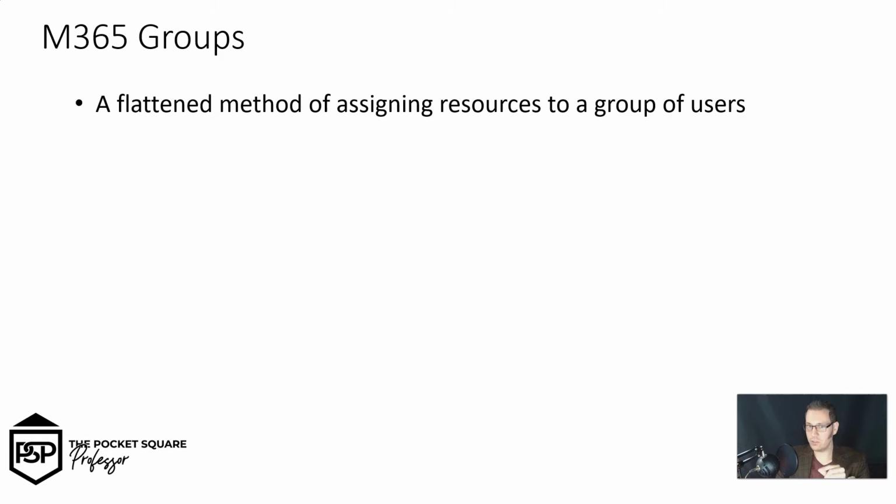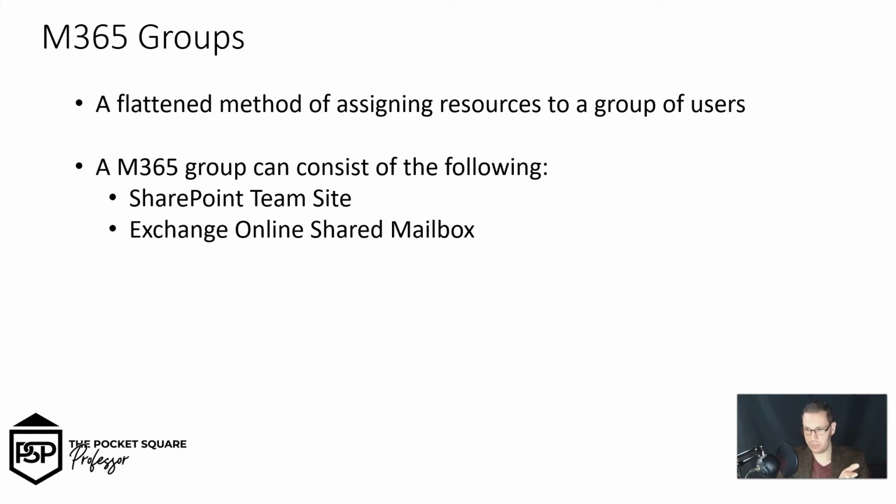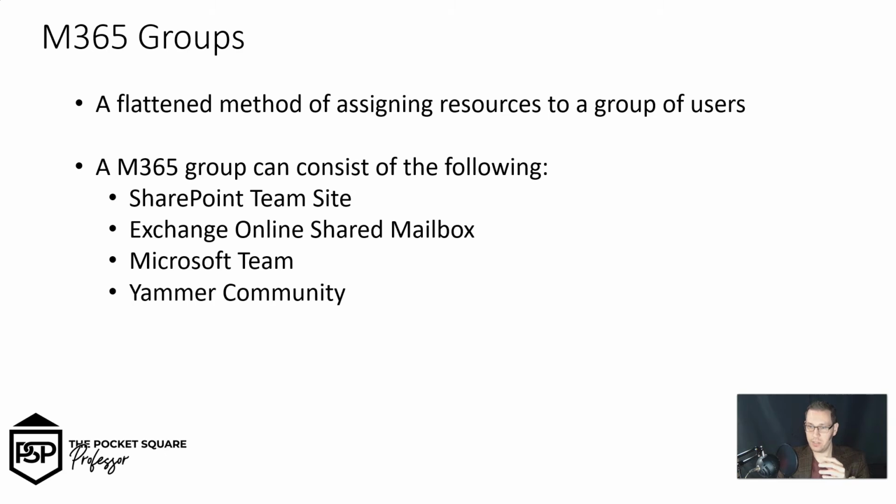Now, what else can a Microsoft 365 group do? Well, let's look at it. It can consist of any of the following; there's a lot. It could be a SharePoint team site, an Exchange Online shared mailbox, a Microsoft team, or a Yammer community. It can't have all of these, and especially when we're looking at team versus Yammer, it's generally going to be one or the other. But it will almost always have a SharePoint site and an Exchange Online shared mailbox.